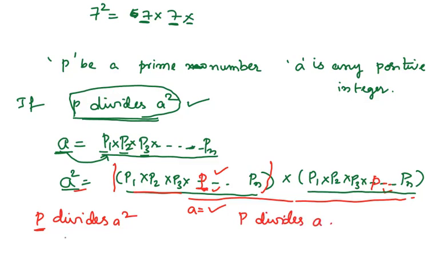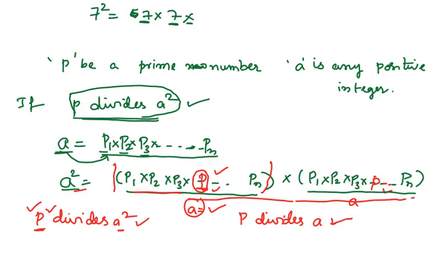Once again I am repeating, if p divides a square, what is the meaning? In the prime factorization of a square, there will be one factor p, right? So I am taking this statement as correct. Then p will be one of the factors in the prime factorization of a square. When it is a square, p will be there in the first factorization and also in the second factorization. When p is present in the first factorization, this first factorization is nothing but a only. So we can say that p divides a.